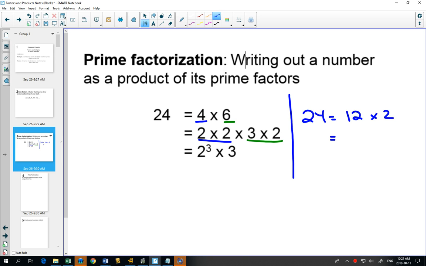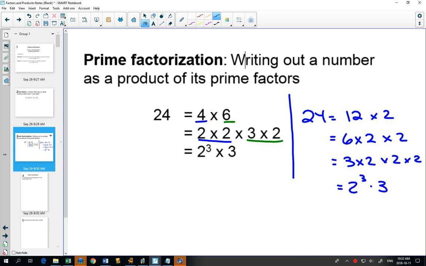Can I break up 12? 2 is already a prime number, but I can break up 12. What's 12? 6 and 2. So then we can go 6 times 2, and I still have times 2. And can I break up the 6? Yes. It's 3 times 2, and I still have times 2 and times 2. You get the same answer.